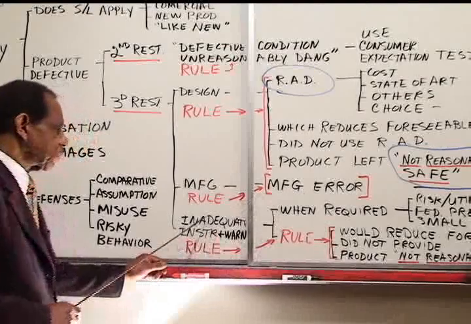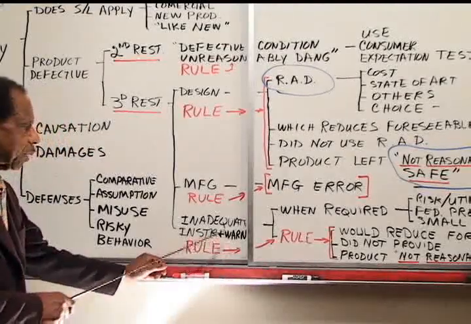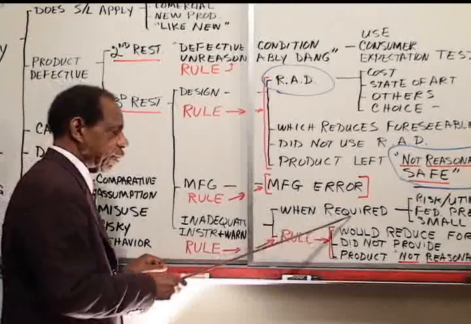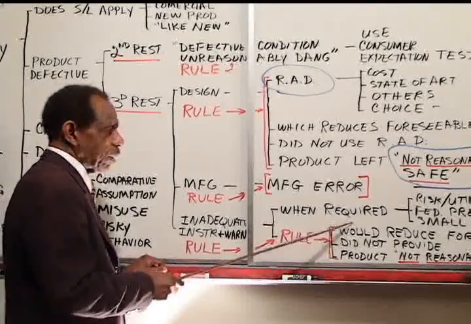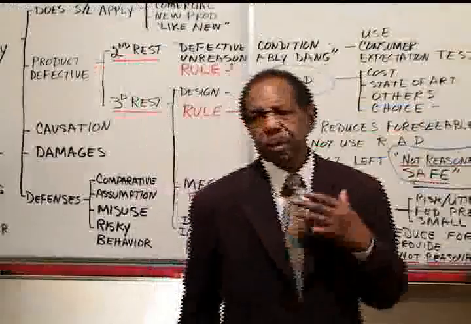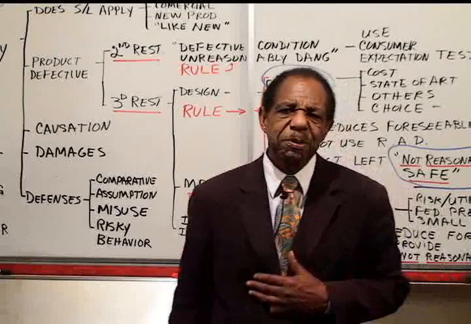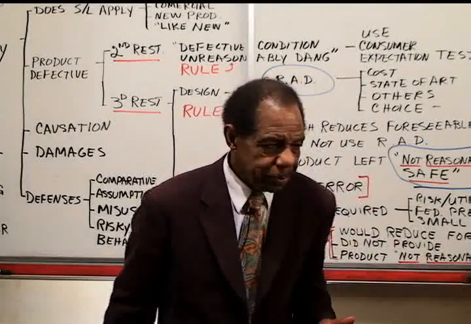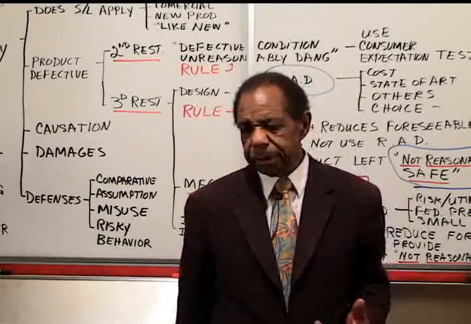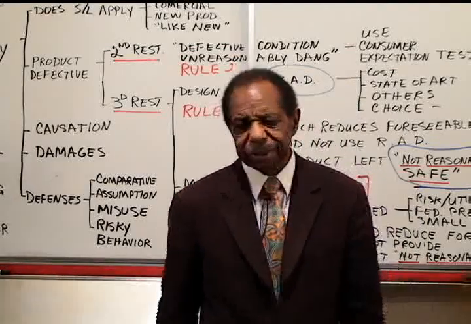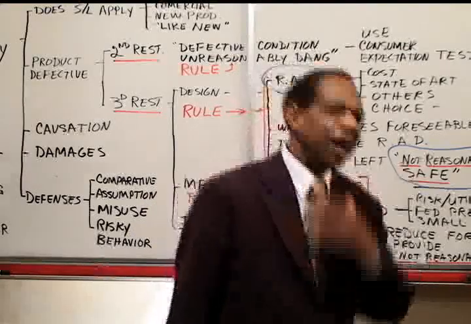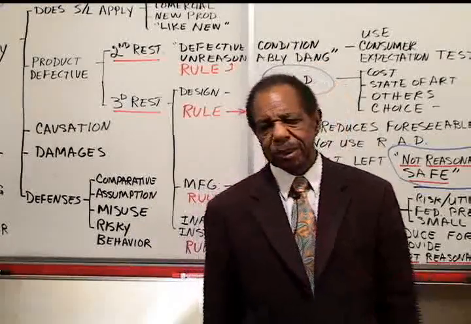The last of these is inadequate instructions and warnings. When do you require instructions and warnings? The answer is that that's a serious problem, because you don't have to warn people about everything. I'm having trouble making up an example, but there are things that are just obviously dangerous. You don't have to go around telling people that all the time.